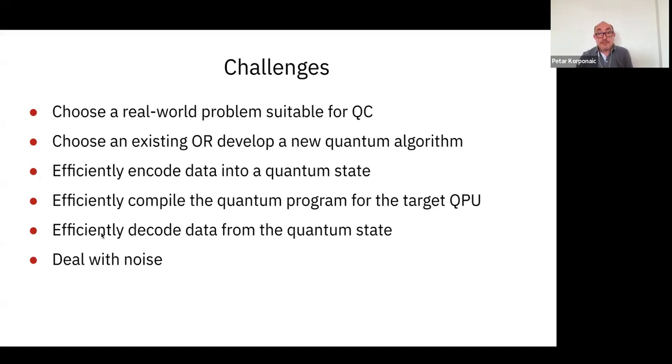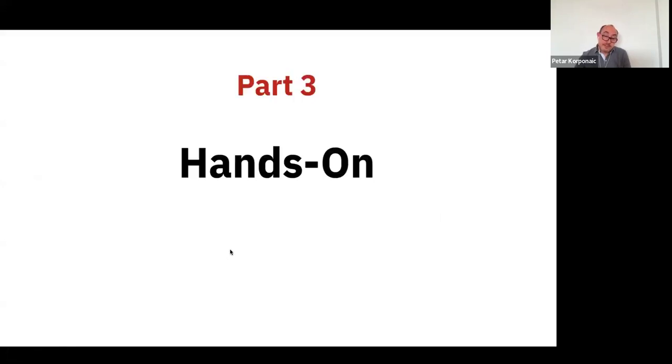And then we need to efficiently decode data from the quantum state, and we need to deal with noise, because a quantum computer simply has noise. We are not able to very precisely control quantum effects. So we have noise, and we need to somehow do noise correction, noise suppression, mitigation, and so on. And this was the end of part 2.